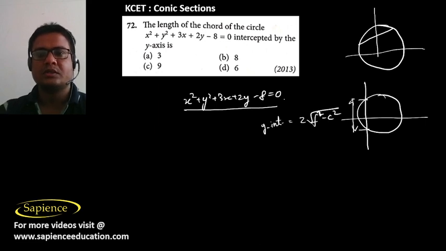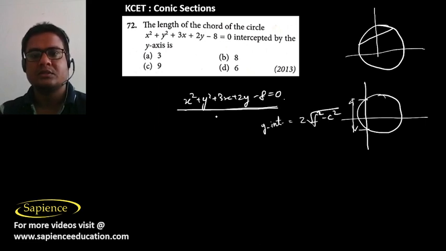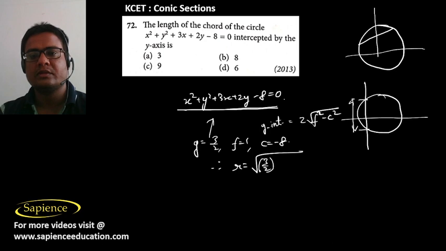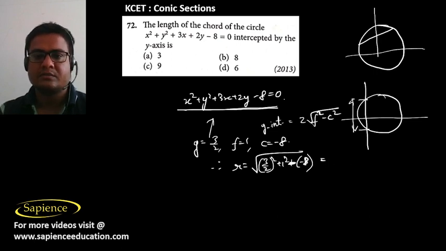So the equation of this circle is x square plus y square plus 3x plus 2y minus 8 equal to 0. So here g is equal to 3 by 2, f is equal to 1 and c is equal to minus 8. So the radius is equal to square root of (3 by 2) whole square plus 1 square plus minus of minus 8, that is g square plus f square minus c. But we don't have to find the radius here, we have to find the y-intercept.